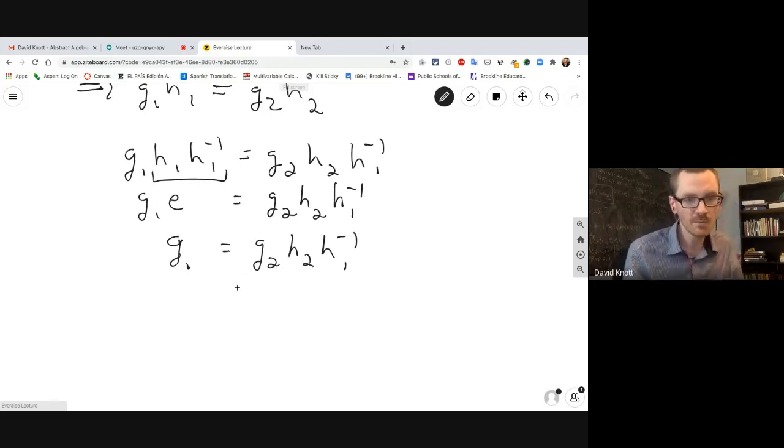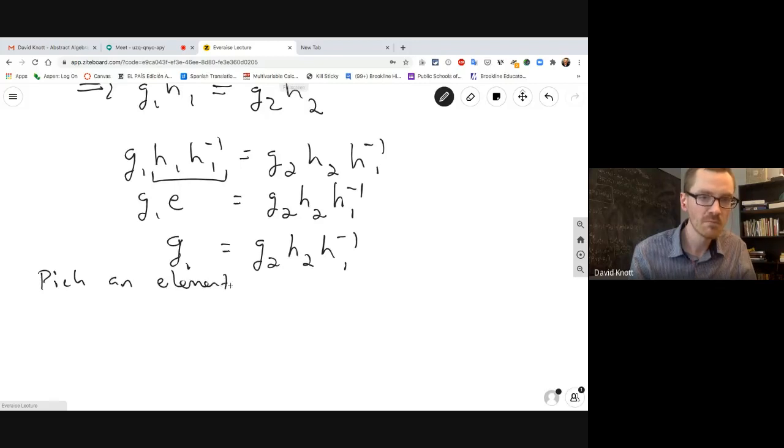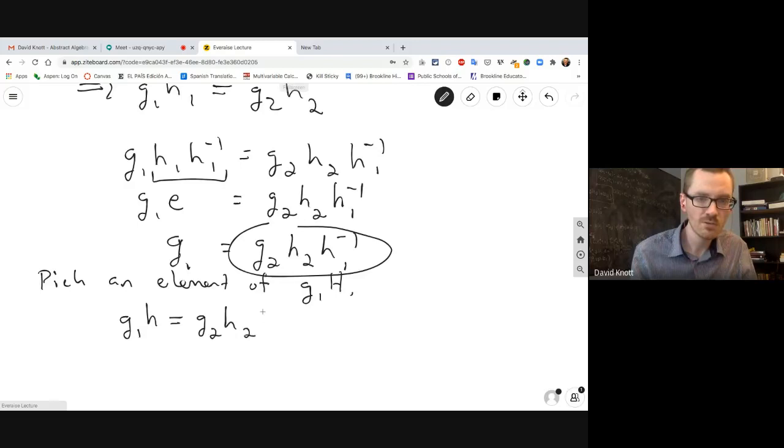Now, why is that useful? Well, here's what I'm going to do. I'm going to pick an arbitrary element of that first coset, G1 capital H, okay? What does such an element look like? What does an arbitrary element of that set look like? It looks like G1 times some H. I'll use H with no subscript. I haven't used that yet. That's what an arbitrary or random element of this coset looks like. Now, this thing is equal to, using this equation here, I can replace the G1 with that expression and write G2 H2 H1 inverse H.